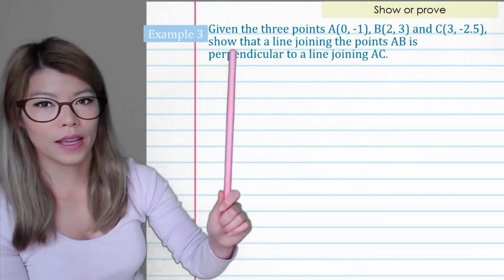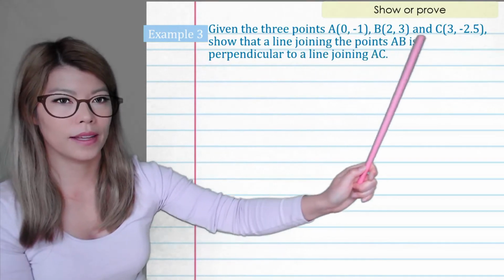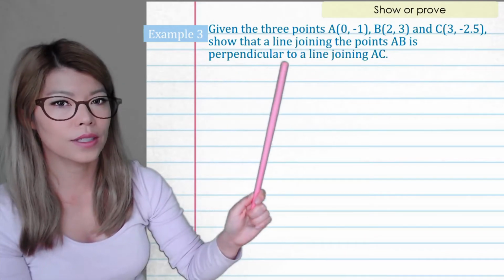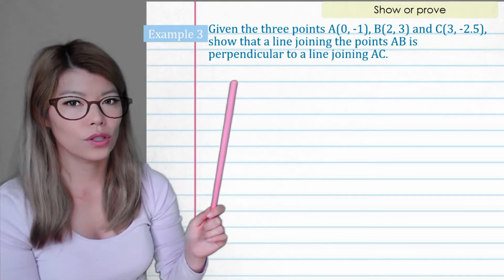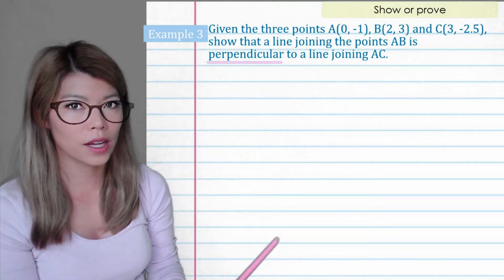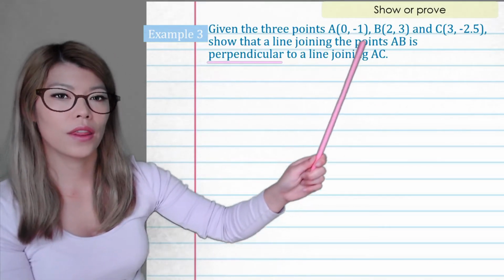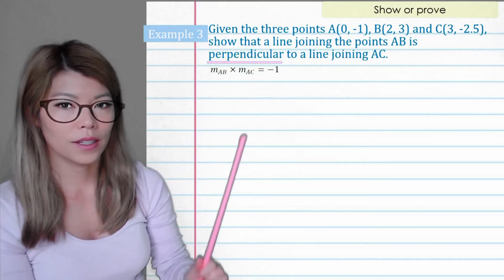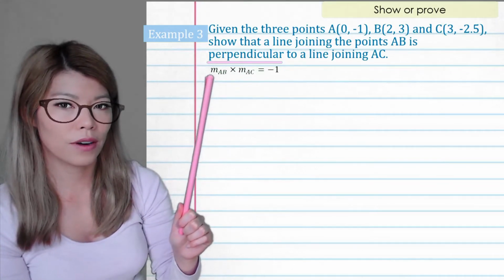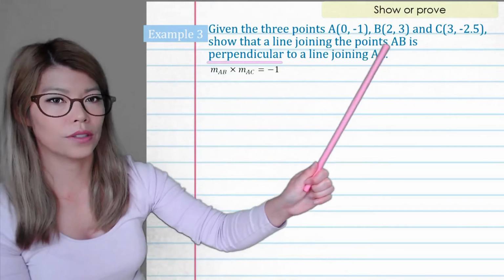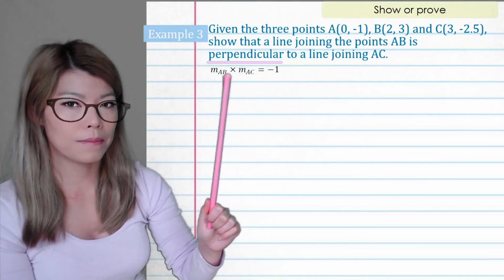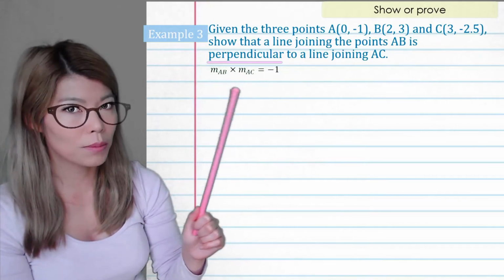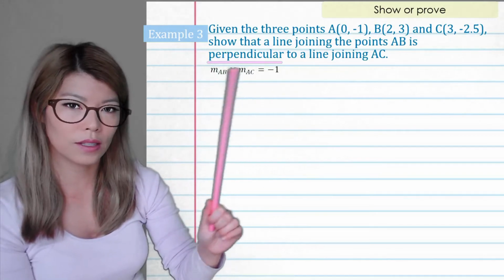Example 3. Given the 3 points A, B, and C, show that the line joining the points AB is perpendicular to the line AC. To show something is perpendicular, we don't have to find the equation of the line, we just have to find the gradients and show that the gradients multiply to give negative 1. This time, notice that I've changed the formula. Instead of writing m of A, I'm writing m of AB to refer to the gradient of the line AB, and m of AC to refer to the gradient of the line AC. We can always change the subscript to suit our story so it's easier to refer to.